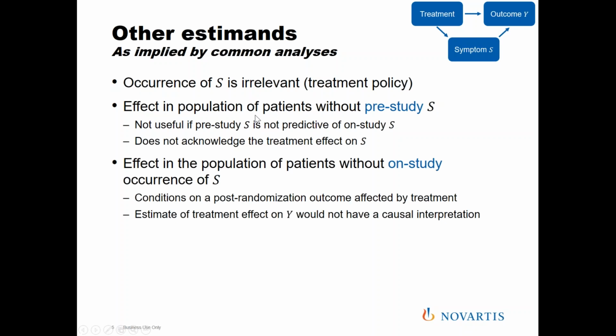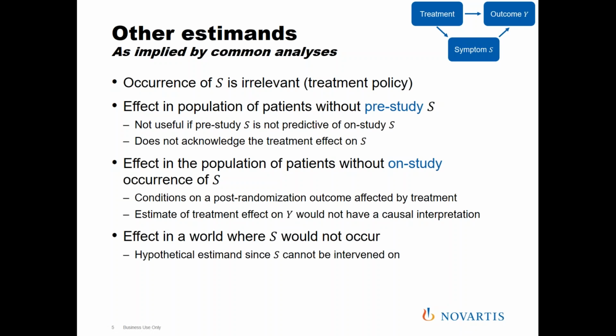Another possibility, although certainly less advisable, is to look at the effect in the population of patients without on-study occurrence of S. Of course, this conditions on a post-randomization outcome that's affected by treatment, and we know very well that the estimate of the treatment effect on the outcome Y would not have a causal interpretation.